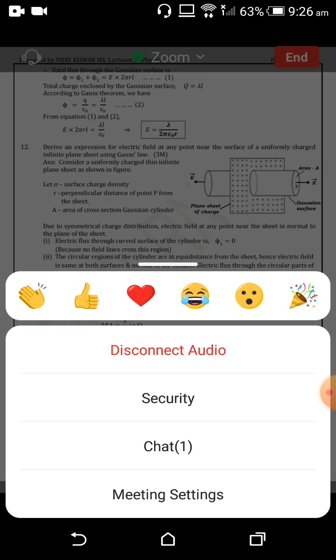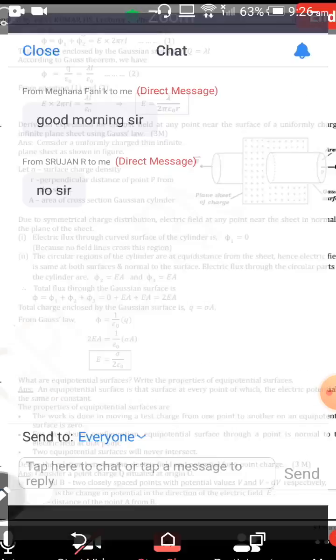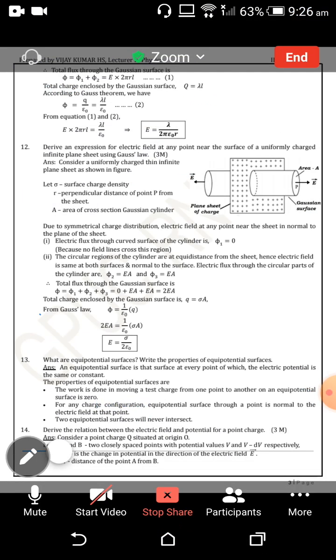Just go through question 13 and 14 once. In case you have any doubts, you can ask. Just go through.